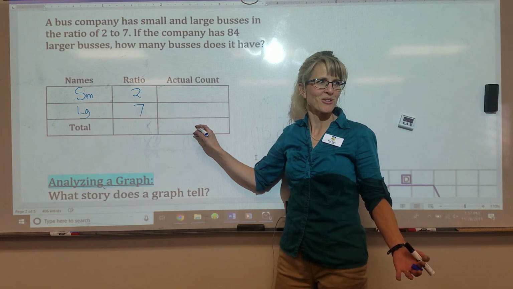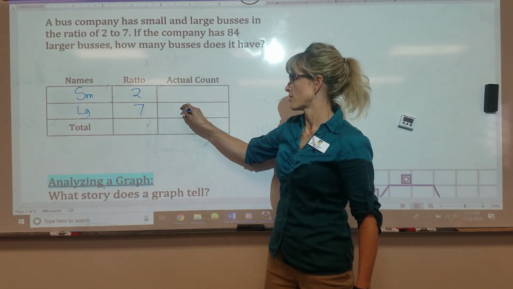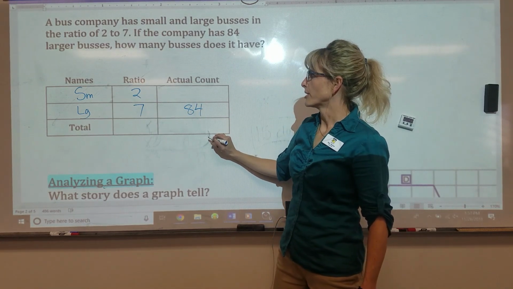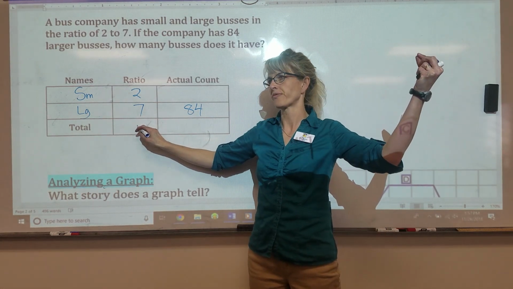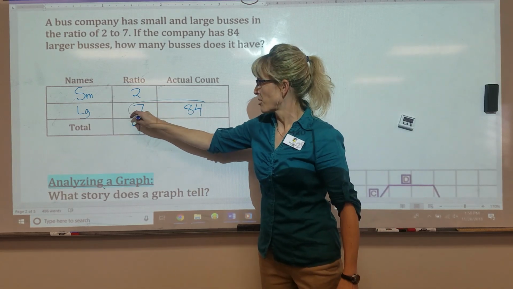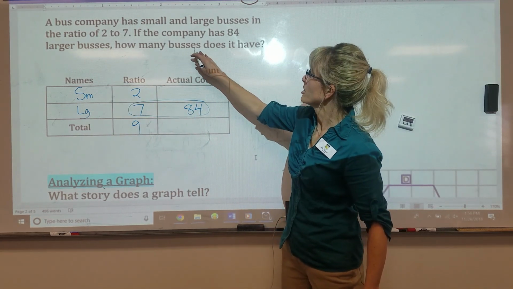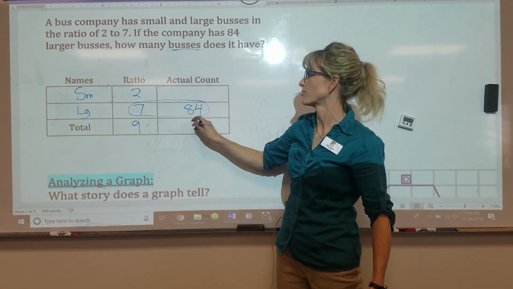That's what some students do. They say, hey, it's a big number, it must be down at the bottom. No, it's large buses. So it's 84. Total up your ratio column. What number goes here? 9. And so I know this pair. What do I want to find out? How many buses does it have? It didn't say small or large, it said how many buses. So I'm looking for the total.